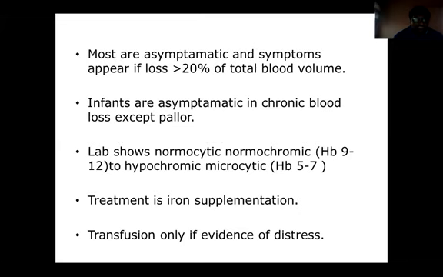What do the labs suggest? If hemoglobin is 9 to 12, it shows normocytic, normochromic anemia, and if it is 5 to 7, it shows microcytic hypochromic anemia. The treatment is iron supplementation. We'll come back later to the treatment aspect.